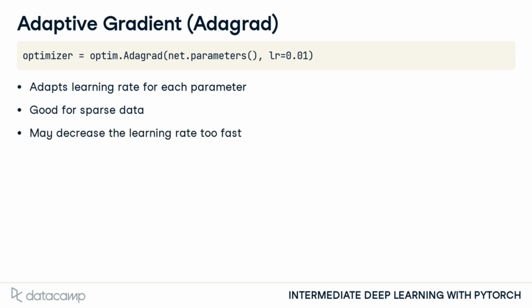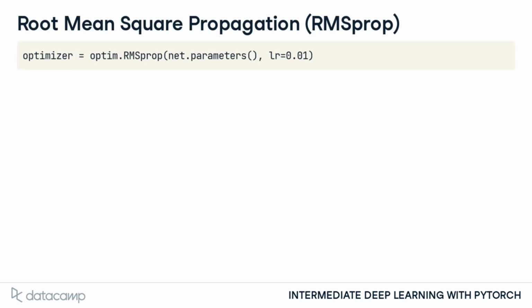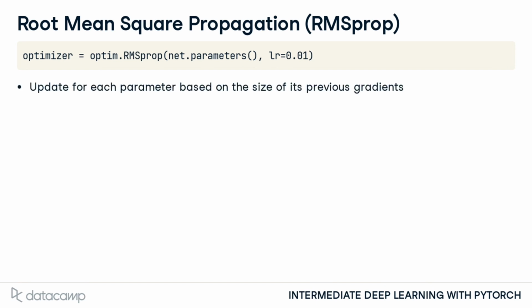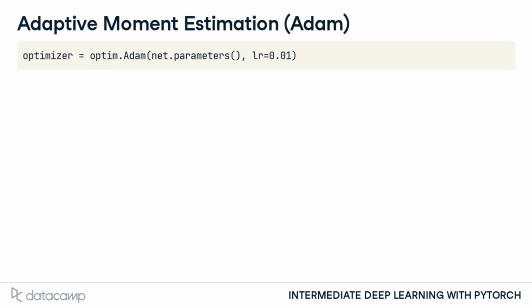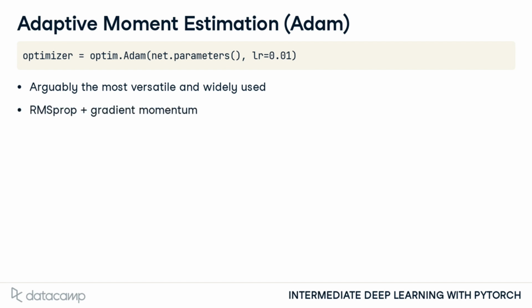However, ADAGRAD tends to decrease the learning rate too fast. Root mean square propagation, or RMS-prop, addresses ADAGRAD's aggressive learning rate decay by adapting the learning rate for each parameter based on the size of the previous gradients. Finally, adaptive moment estimation, or ADAM, is arguably the most versatile and widely used optimizer. It combines RMS-prop with the concept of momentum, the average of past gradients where the most recent gradients have more weight. Basing the update on both gradient size and momentum helps accelerate training. Adam is often the default go-to optimizer, and we will use it throughout the course.